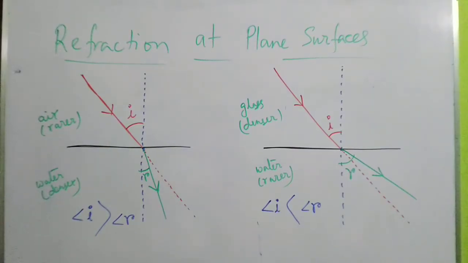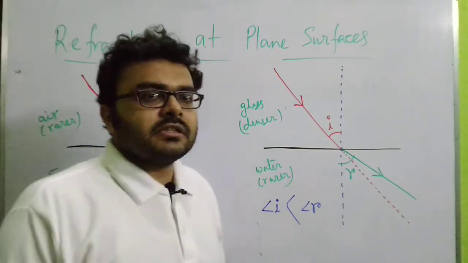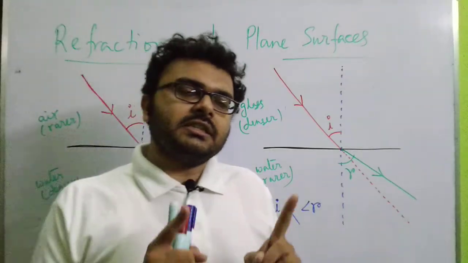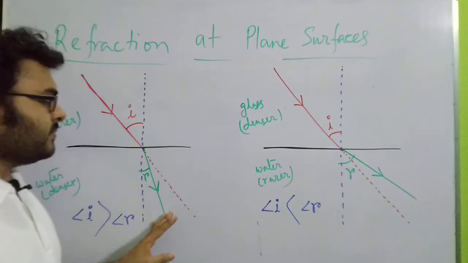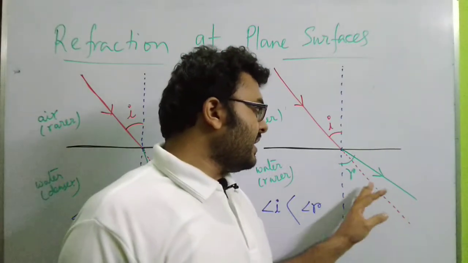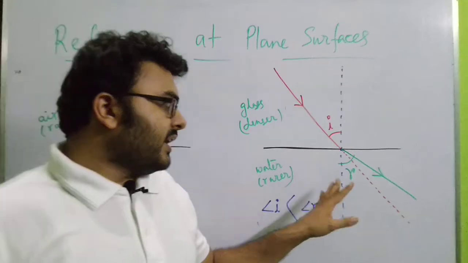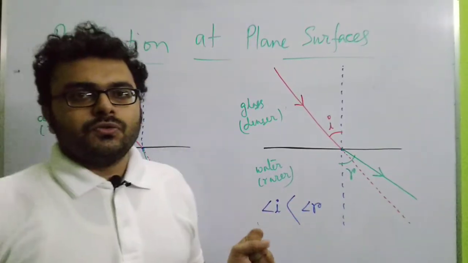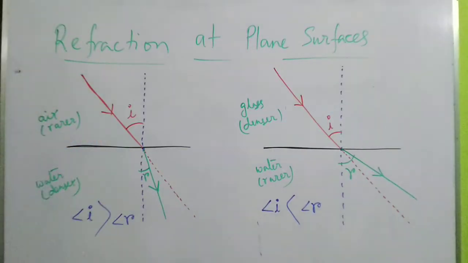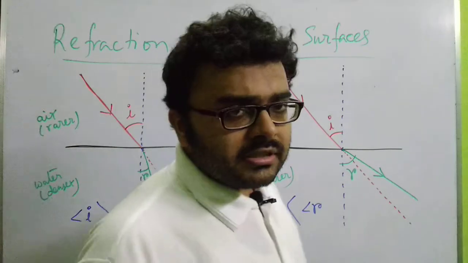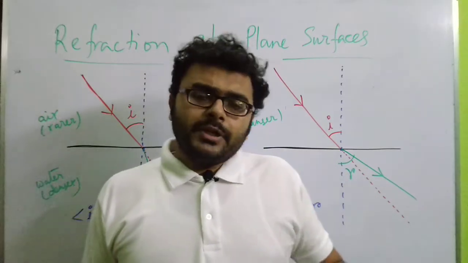You can see that in both these cases, light deviates from its normal path, and this deviation is caused by the change in the speed of light. In one case, the speed of light has decreased as it enters a denser medium. In the other case, the speed of light increases as it enters a rarer medium. Due to this change in speed, the path of the light is changed, and this change in the path of light is called refraction. So can you now define refraction? Obviously you can define. So you may note it down also.